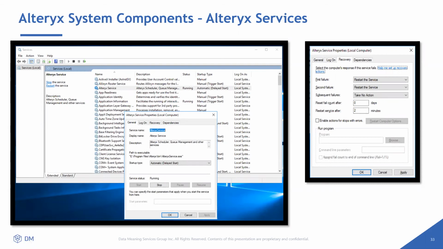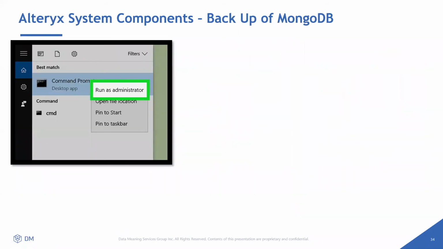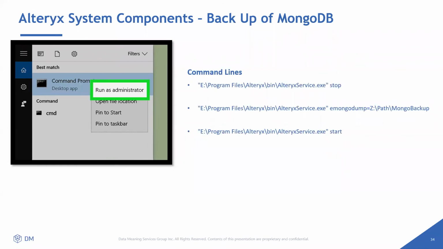The next thing I'm going to touch on is how to back up the MongoDB. So first things first, you want to open command prompt and run as an administrator. This is very important. From there, you can enter in command lines such as this, where you will stop the service, perform your backup, and then start the service back up. Now again, this takes the server down for a few moments, but it is a very clean, quick way to get that database back up.